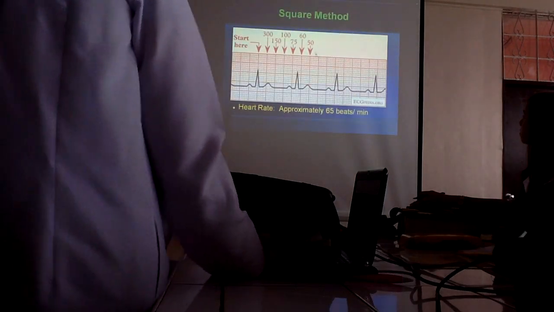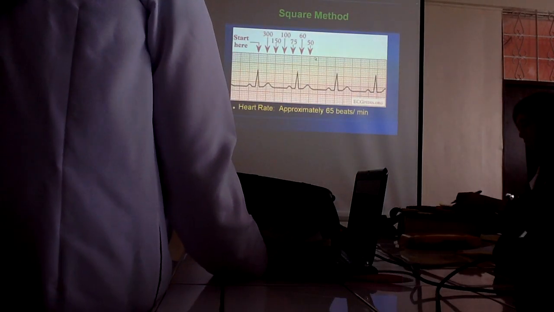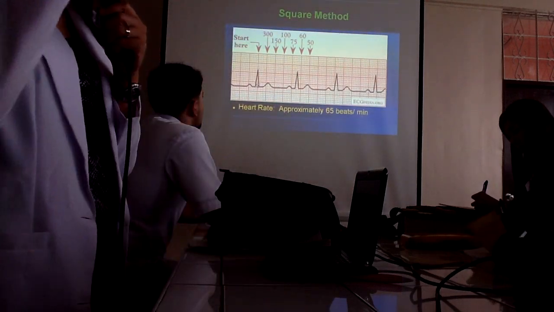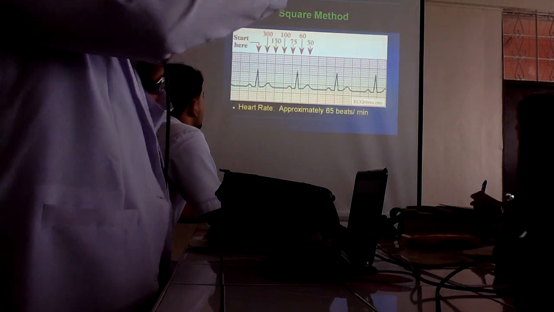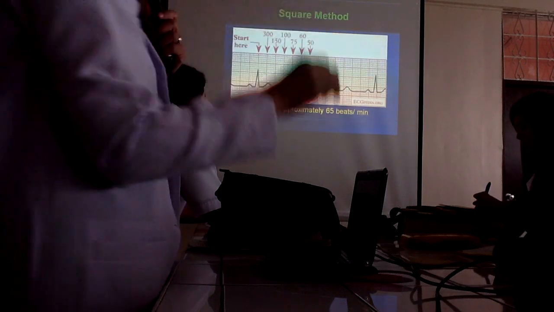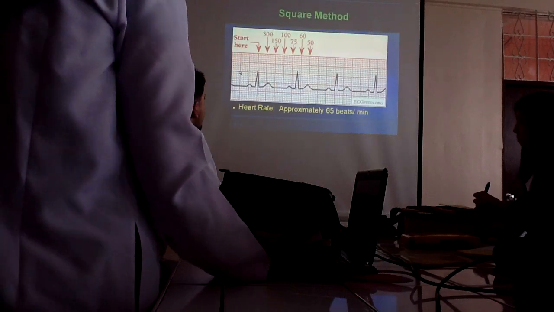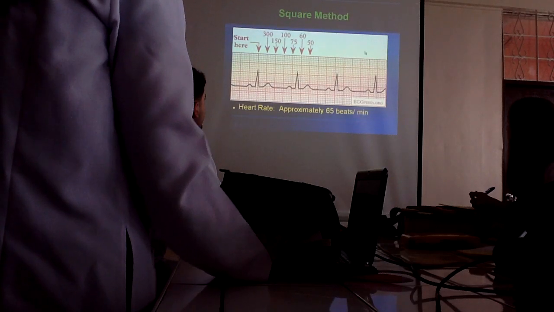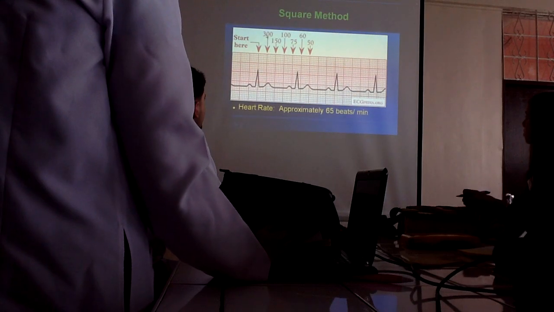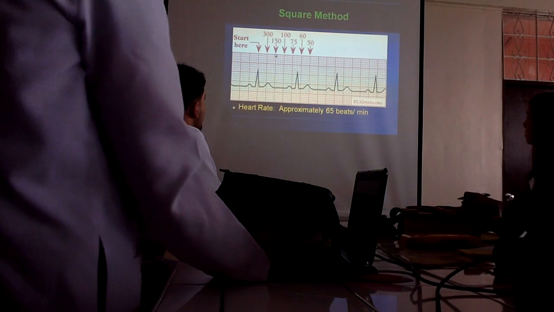Next, the square method. You have to memorize this. The square method utilizes a QRS complex that falls on one dark line. If there are so many QRS complexes, you look at the one that falls on a dark line. So, for example, if this is the one that falls on the dark line, the next dark line, that is 300. The second dark line, that's 150.